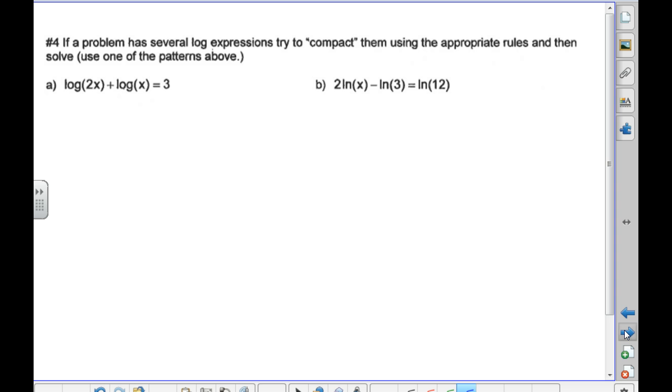All right. The final possibility is that we have two logs that are being added, subtracted, multiplied, or divided, and we need to try to compact that into one. So the first problem, if we compact that addition into a single log, what will we have? Right? Two separate logs added become one log multiplied. This is indeed 2x squared.